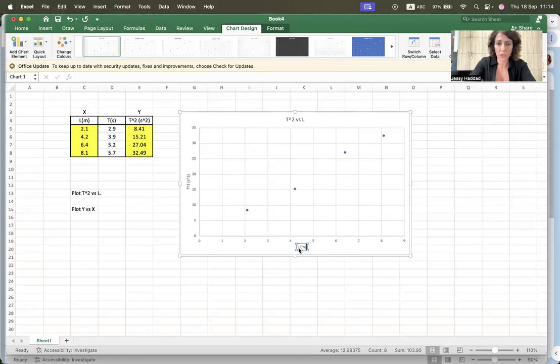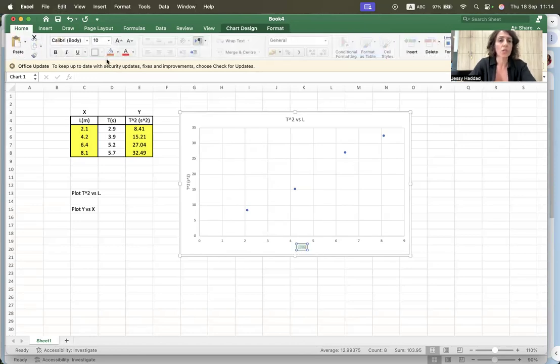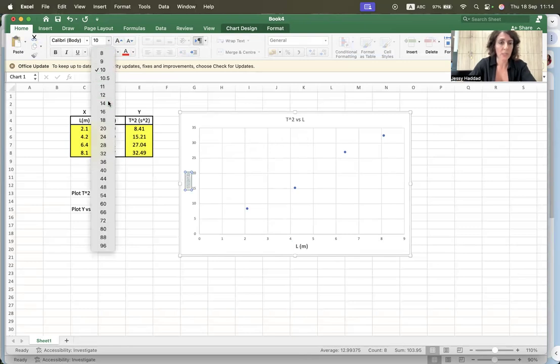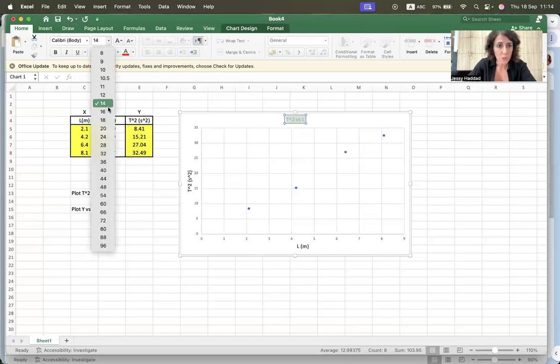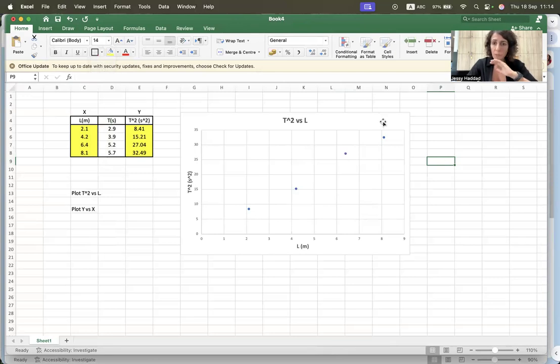The unit is meters. Those are too small, and maybe you would like to change the font to, I don't know, font 14 and make it bold, and this one as well. Select font 14, make it bold, and for the title, how about we use font 18 and make it bold? Okay, so I'm done with my graph.